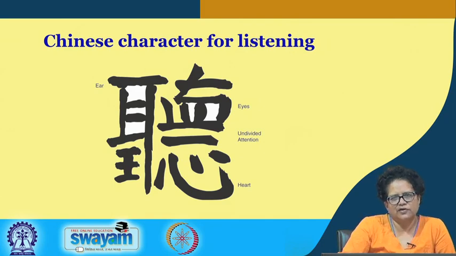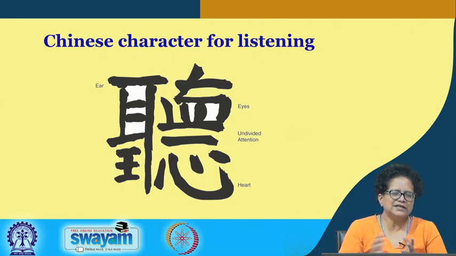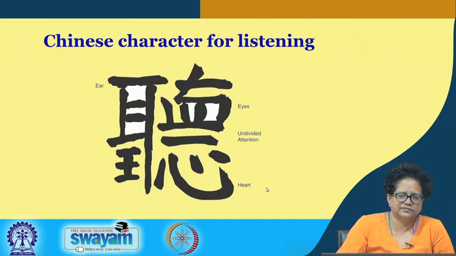So, in fact, you remember the Chinese game we have played in the lab class on listening, the game of the Chinese whisper. The idea is that you can be a better listener if you give undivided attention, if your entire focus is on three elements, the ear, the eyes, and the heart.